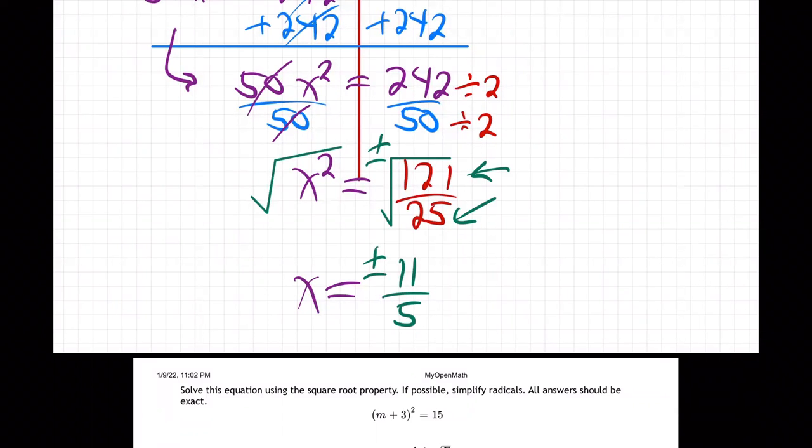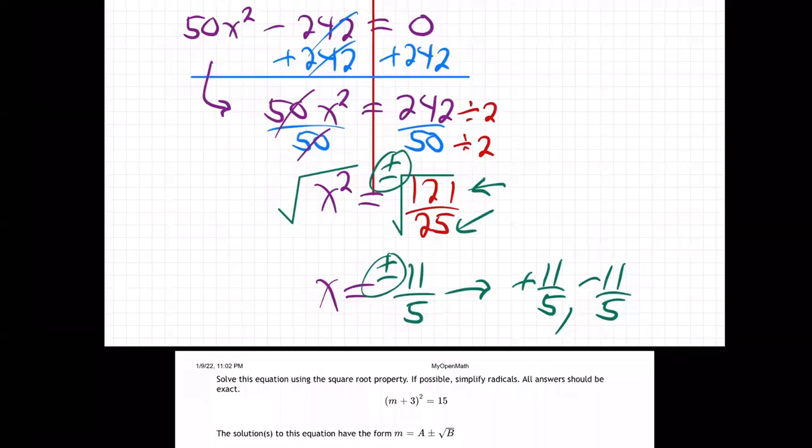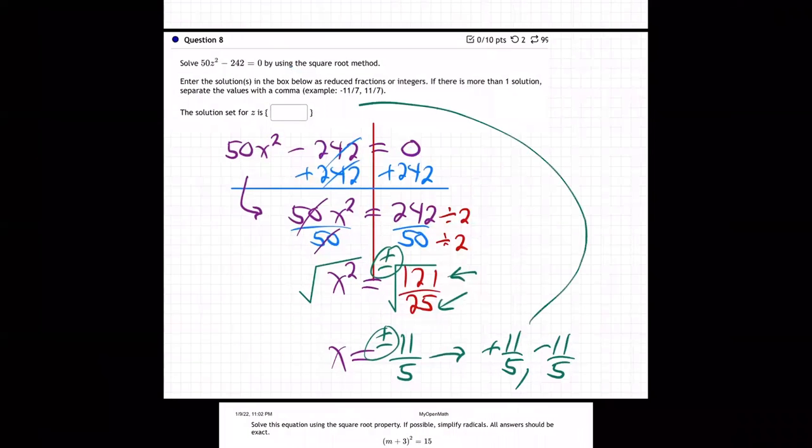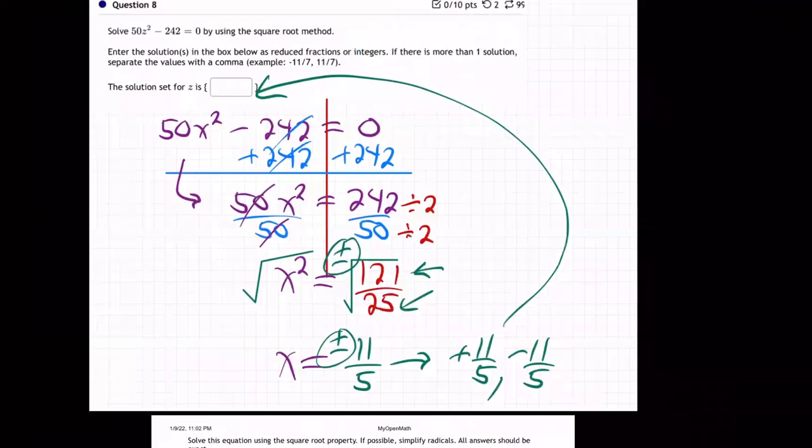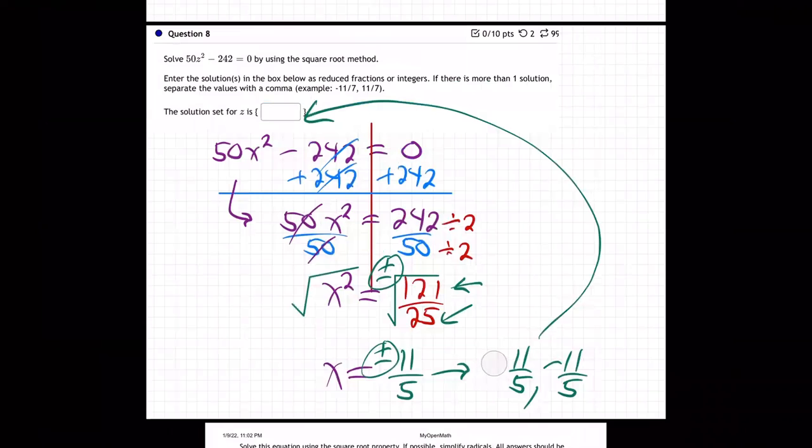So now what's that? Don't forget the plus or minus. What's with the plus or minus? That means plus 11/5, comma, minus 11/5. It wants you to give the 2 answers in that box separated by a comma. So it's going to be plus, and you don't need to write plus. You could just say regular 11/5 and negative 11/5 with a comma in between. Either order doesn't matter, but it does have to be fractions, not decimals. And so there we go.